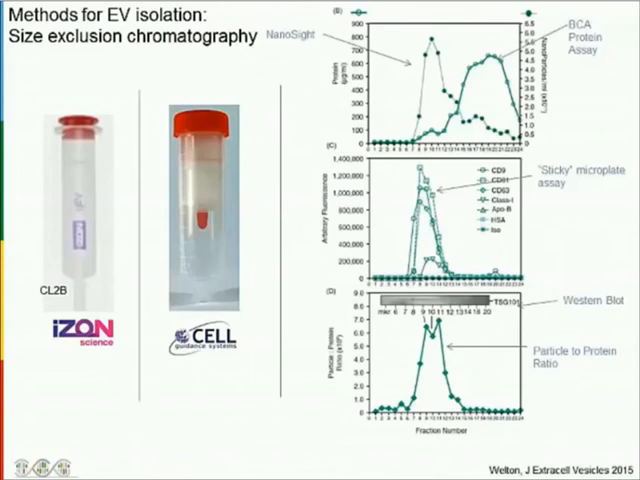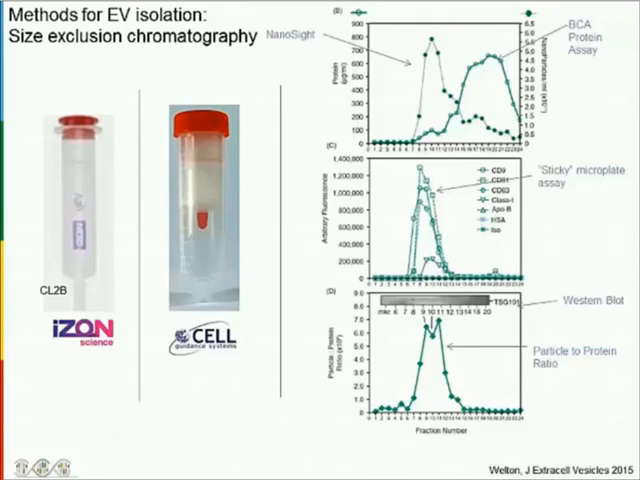And also, the new kid on the block, really, is size exclusion chromatography. There's been an awful lot of interest in these devices recently. There are two commercially available ones now that I know of. Izon do one, which is based on Sepharose CL-2B. Cell Guidance Systems do one based on a proprietary resin, but essentially I think they work fairly similarly. This example, these green plots, is an example I did with cell culture supernatants using the Cell Guidance Systems version, showing nanoparticles come up here and they dissipate as the proteins come up.